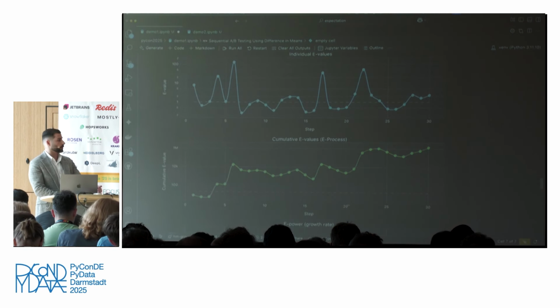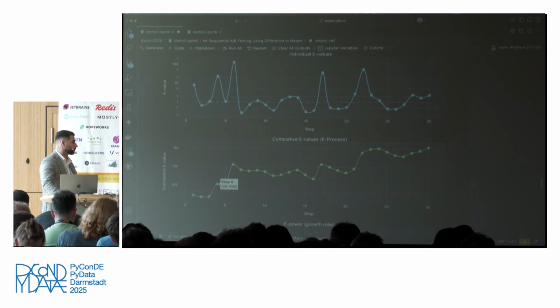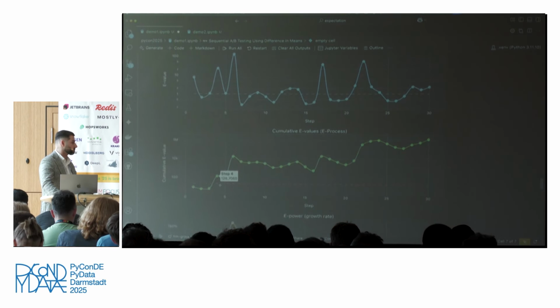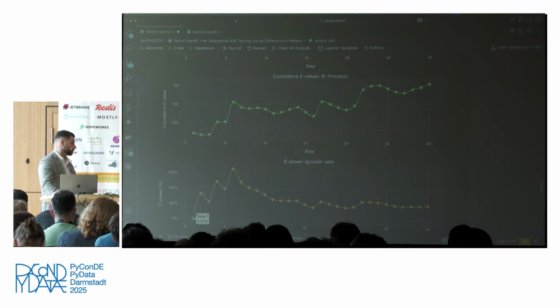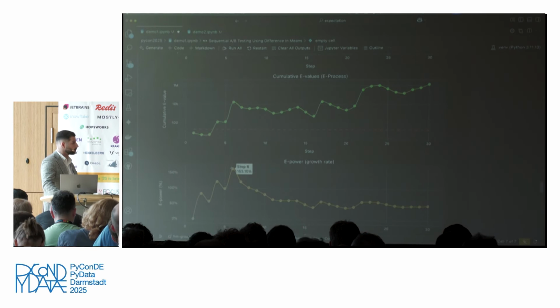If you actually run the test for 30 days, you could have stopped on day 4. And the e-power, it's almost exploding. At day 6, you see that, okay, my e-power is just growing over time. It's just growing over time. I have enough evidence, or at least compelling evidence, that I could stop.